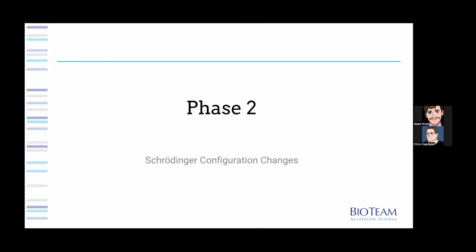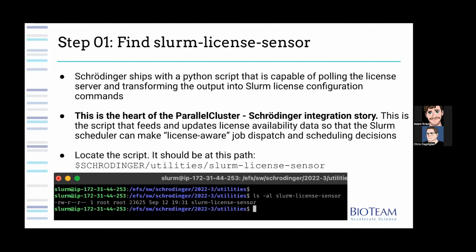So now we're in phase 2, where we've stepped away from the ParallelCluster config changes, and now we're talking about Schrödinger configuration changes. The first thing we want to do, thanks to the developers at Schrödinger, who make this really easy, is go into the utility subdirectory of your Schrödinger root. There is going to be a Python script called slurm license sensor. This is the heart of license-aware job scheduling, and I'll talk over what it's going to do.